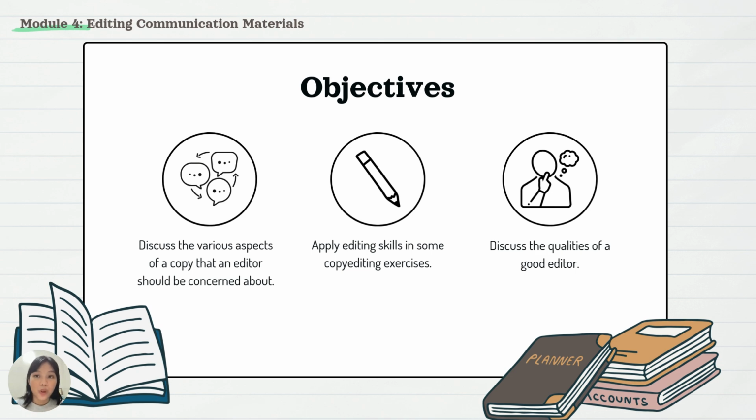By the end of this module, you should be able to first discuss the various aspects of a copy that an editor should be concerned about. Second, apply editing skills in some copy editing exercises or even engaging in the discussion forum. And third, discuss the qualities of a good editor. Now that you have an overview of the module, let's get into it.